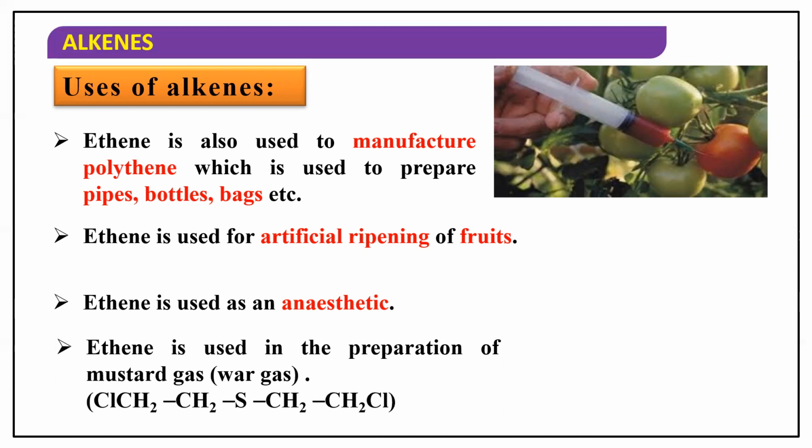Ethene is used in the preparation of mustard gas, which is also called war gas. So this is the formula of mustard gas. It's also called war gas. So take a homework. I want you to find out where this mustard gas is used. Why is it called war gas? Find out where mustard gas is used.